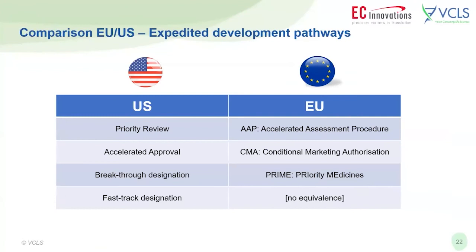So as you can see on this slide, this is a comparison between the US and Europe expedited development pathways. So during the development process in Europe, there is a single pathway available, which is a priority medicines scheme, PRIME scheme, which is the equivalent of the breakthrough designation just mentioned by Mike in the US.